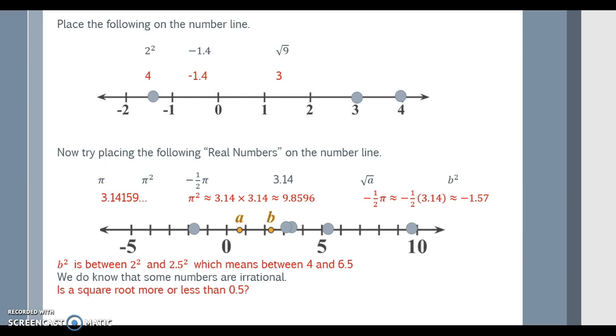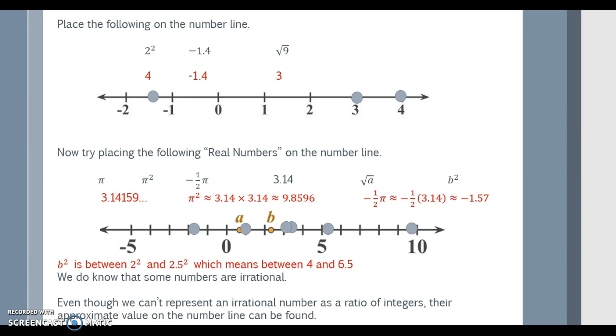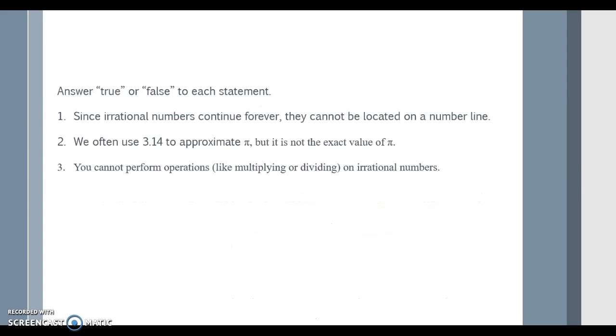The square root of a then, we know the square root is more or less than half. So then 2/10 times 2/10 is 4/100, and 7/10 times 7/10 is 49/100. So it must go between 4/100 and 49/100. So even though we can't represent an irrational number as a ratio of integers, we can approximate their value on the number line. And we do know that some numbers are irrational, such as the ones that we just tackled.